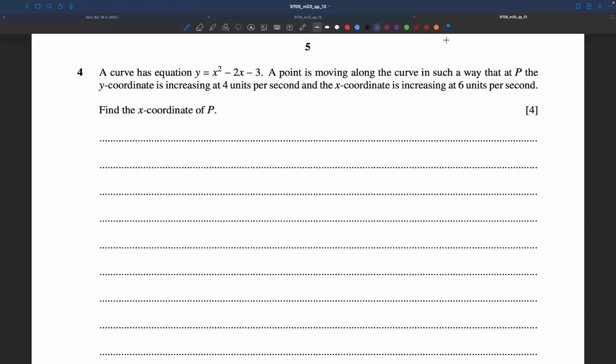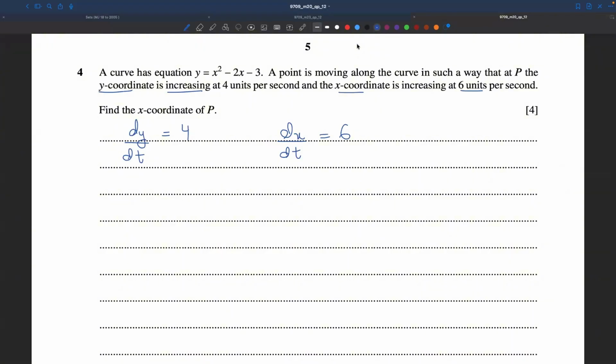In question 4, it says the curve has equation y equals x square minus 2x minus 3. A point is moving along the curve in a way that at P, the y coordinate is increasing. The y coordinate is increasing means dy by dt is equal to 4. And the x coordinate is increasing, increasing means positive, at 6.